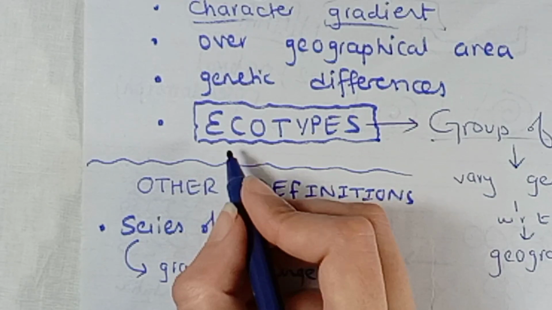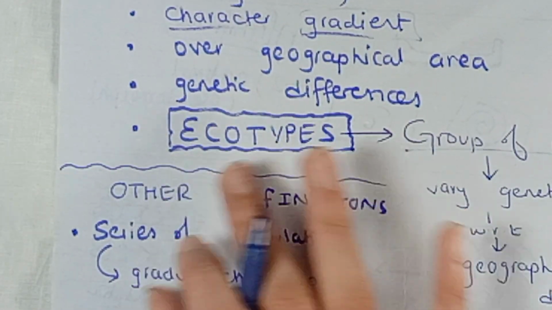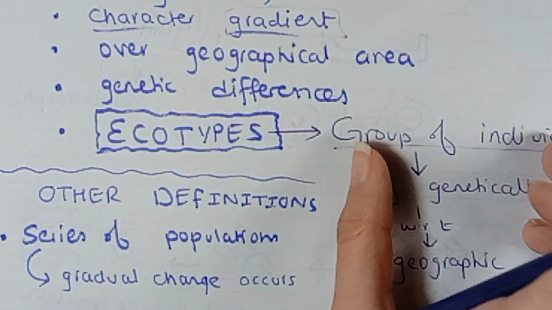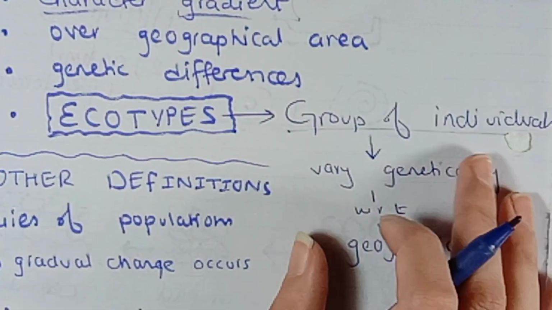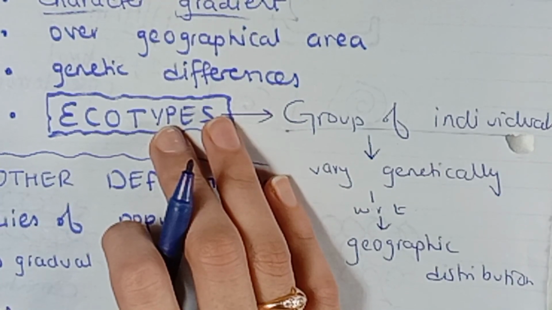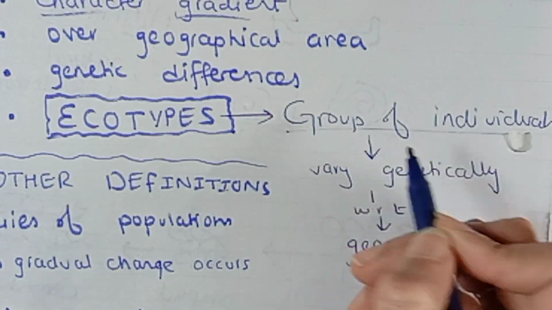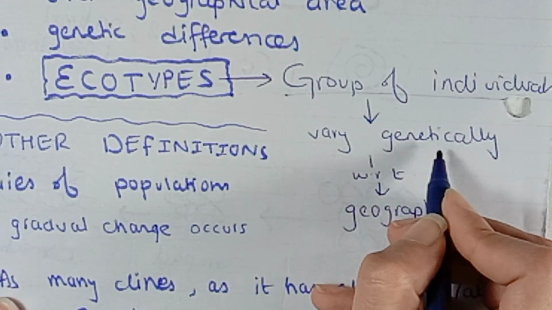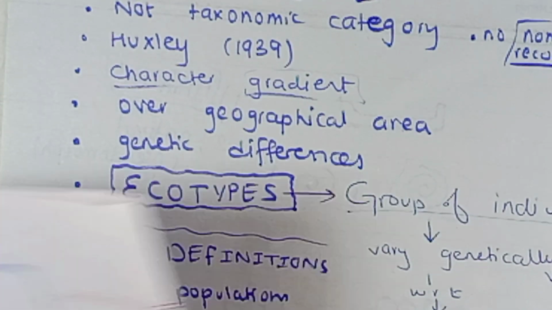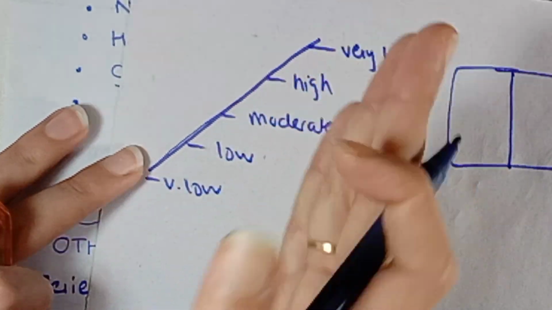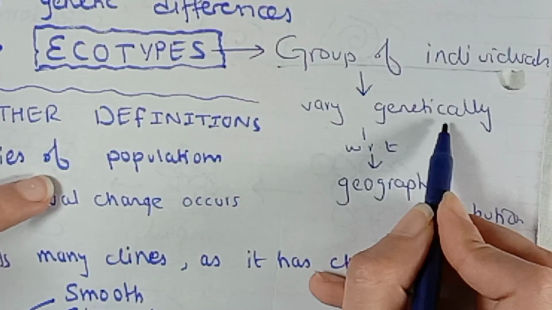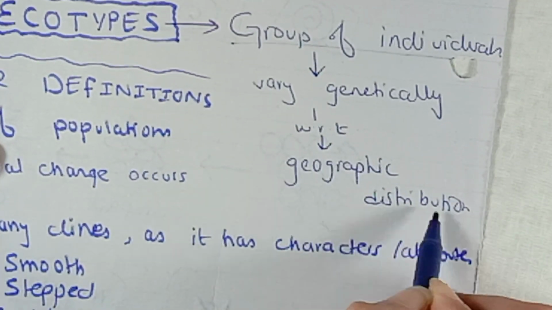Now what are ecotypes? Ecotypes are a group of individuals. What is so specific about this group of individuals? Why are we calling them ecotypes? The specificity is that this group of individuals varies genetically. They are the same species, distributed over the character gradient, but with genetic differences. They vary genetically with respect to geographic distribution.